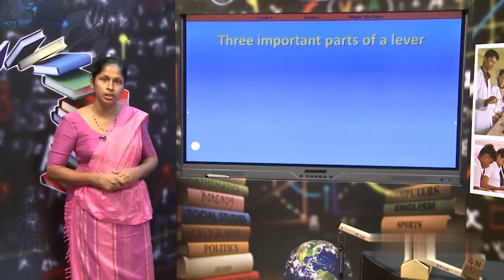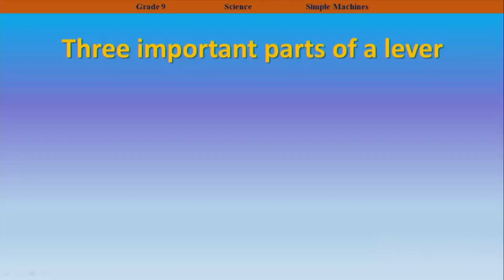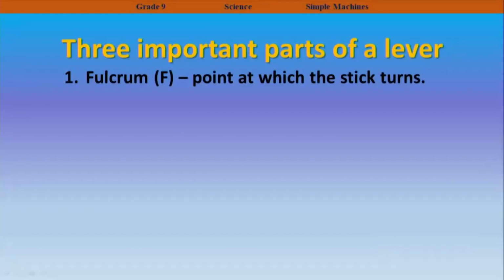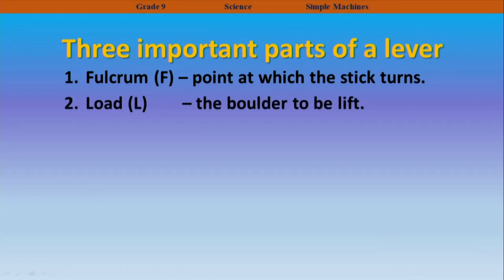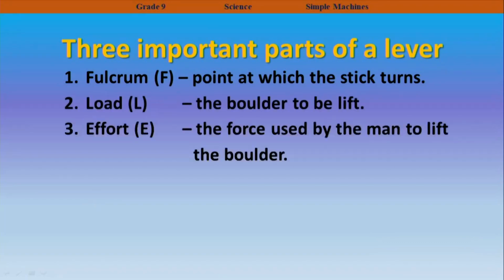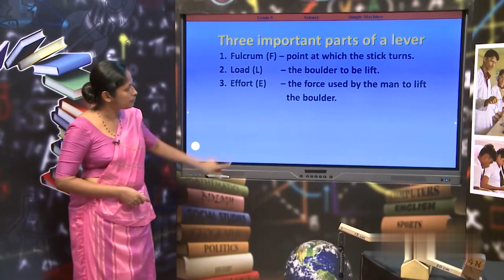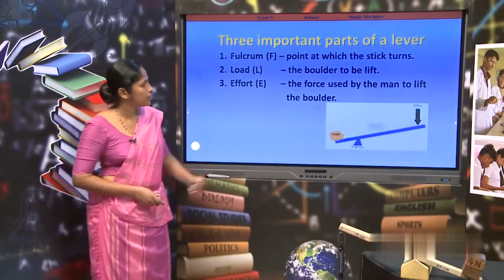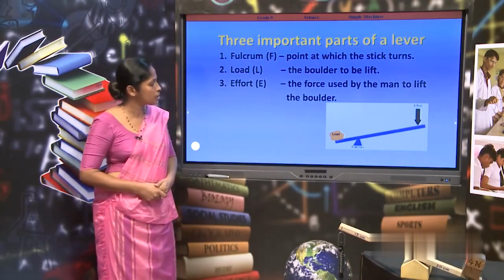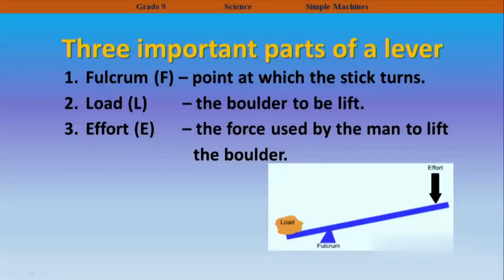There are three important points of a lever. Fulcrum, the point at which the lever rotates. Load, the boulder to be lifted. Third, effort, the force used by the man to lift the boulder. Now you can see the effort is exerted on the rod and the load is lifted, and the lever rotates around the fulcrum.